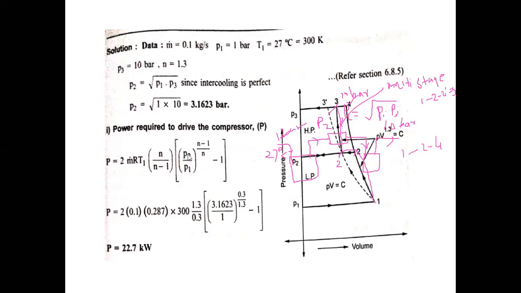If we put P3 instead of P2 here, then the equation will be raised to n minus 1 upon 2n, minus 1. With this we can find the final answer, that is, the power required to drive the multi-stage compressor. Since there is a 2 here, this is for the multi-stage compressor, and it comes out to be 22.7 kilowatt.